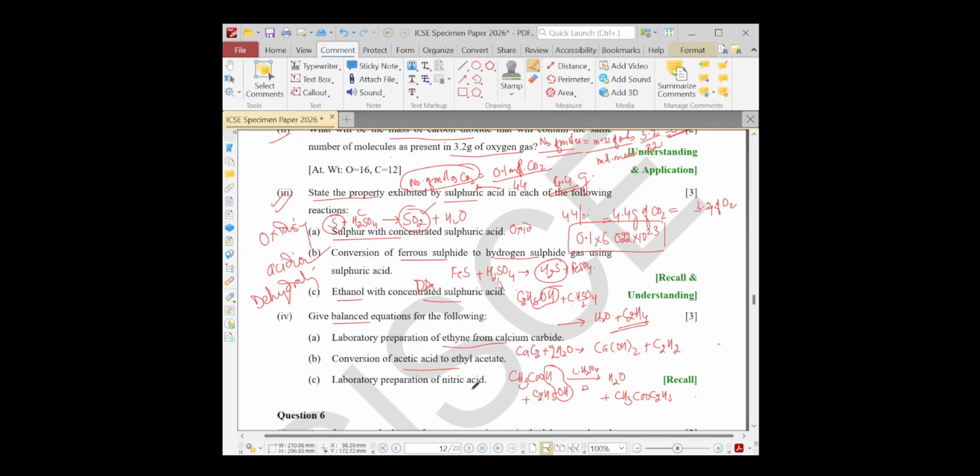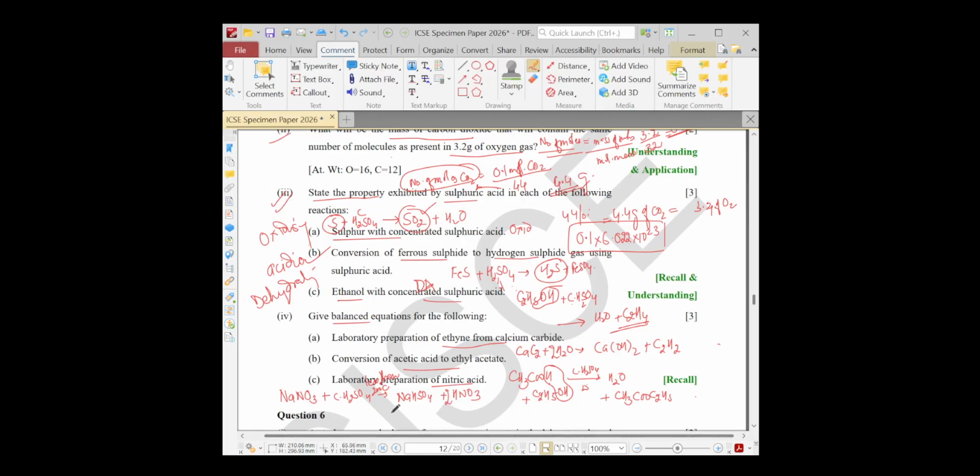Then last we come to the lab preparation of nitric acid. In order to prepare nitric acid or hydrochloric acid, we use concentrated sulfuric acid. For nitric acid we take a nitrate salt. We take sodium nitrate or potassium nitrate and treat this with concentrated sulfuric acid. You are going to get sodium hydrogen sulfate, at a temperature less than 200 degrees centigrade, and you get HNO3. You have to give a balanced reaction.